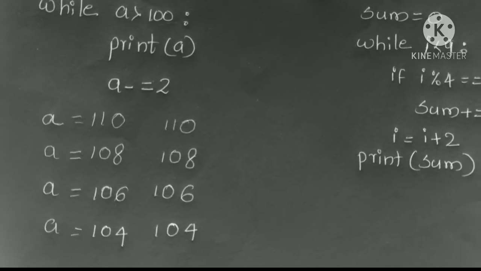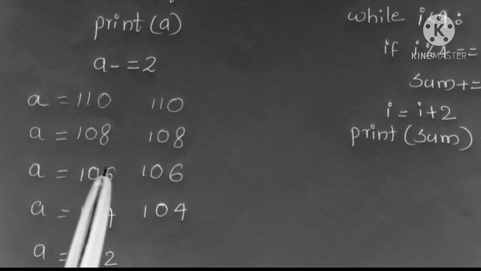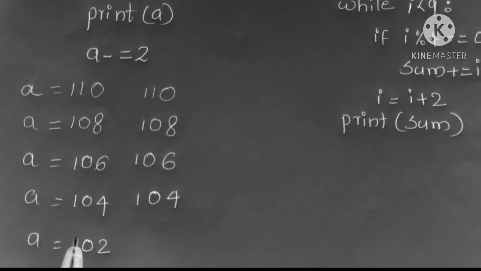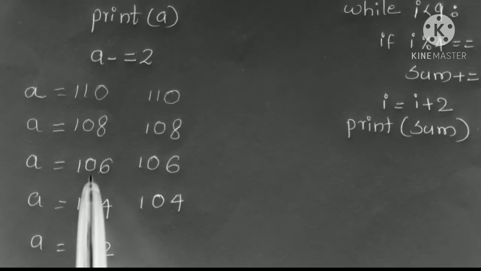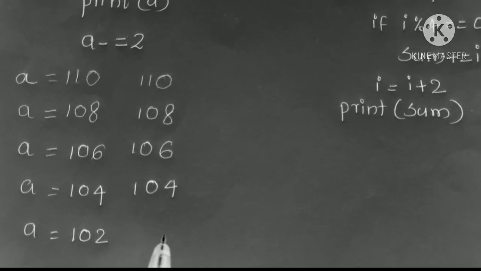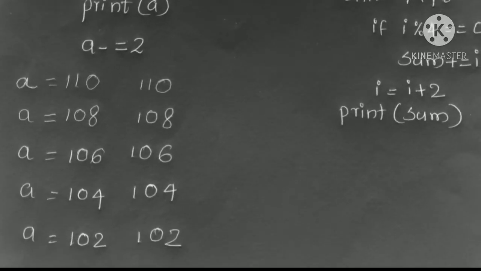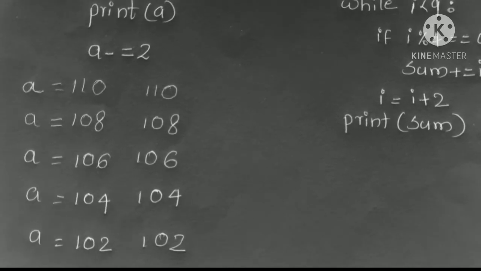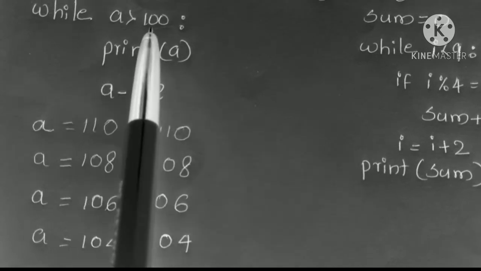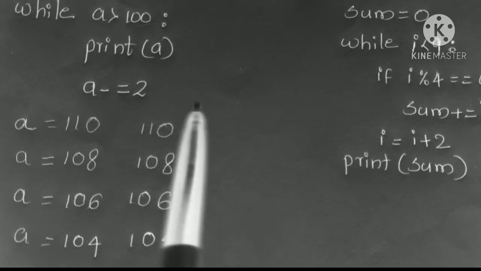Next iteration, A is equal to 102. Each time the value of A decrements by 2. That's why we get 110, 108, 106, 104 and 102. So it will print 102. On next iteration, A becomes 100. So this condition A greater than 100 is not satisfied, so exit from the loop.